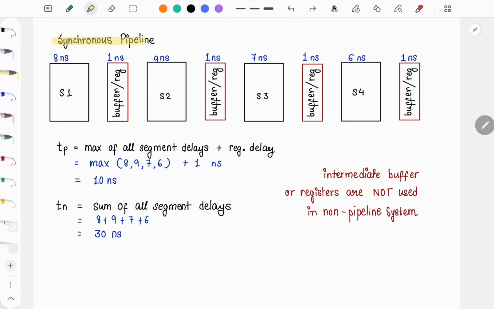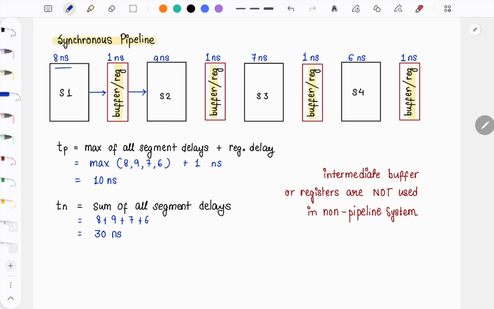Now this is a special kind of pipeline which is the synchronous pipeline. What makes it synchronous is the buffer register which is set up after each segment. Once this segment takes 8 nanoseconds, it will reach this buffer, which takes 1 nanosecond, and this will adjust and synchronize the whole process. In a similar fashion it reaches here after passing through this buffer register.